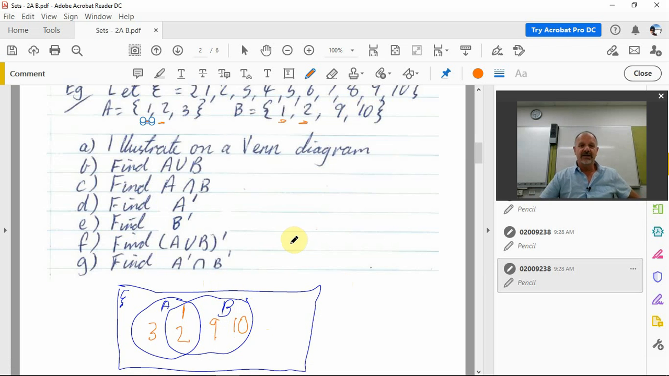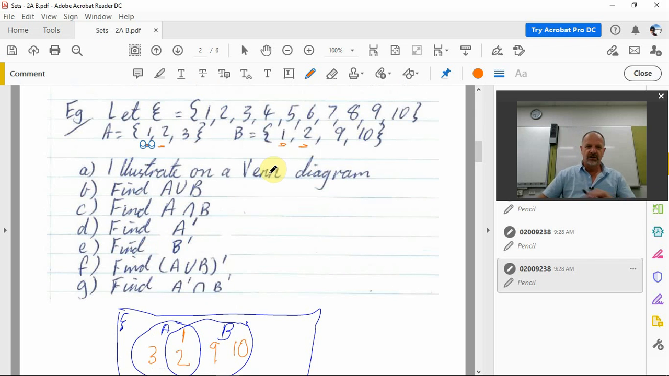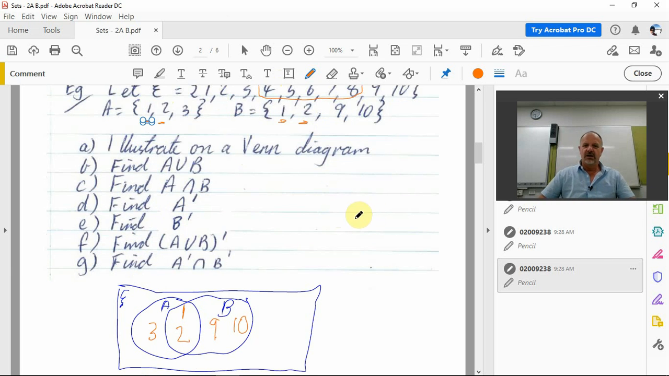All right, now we've got some other numbers in the universal set, and these other numbers are the numbers 4, 5, 6, 7, and 8. So all of these numbers. All right, those numbers there haven't been allocated because they're not in A or B, or both. So what we do is we put them outside there. So they're part of the universal set, so they've got to be in that box, but they're not in A or B.